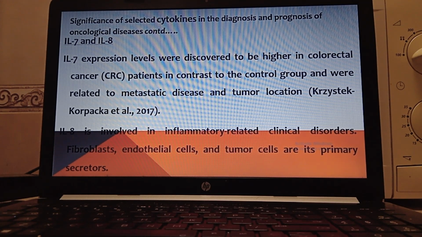Interleukin 7 and interleukin 8. Interleukin 7 expression levels were discovered to be higher in colorectal cancer patients, in contrast to the control group. And this was found to be related with metastatic disease and tumor location in these patients. While interleukin 8 is involved in inflammatory-related clinical disorders. Fibroblasts, endothelial cells, and tumor cells are its primary secretors.